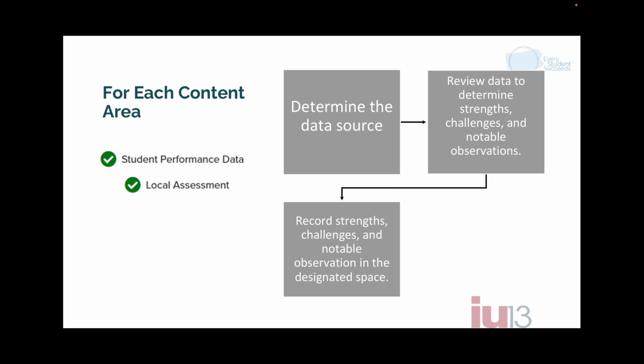When preparing for this data analysis, your team should first clarify the data sources that will be used for each content area. Then, review that data to analyze the strengths, challenges, and notable observations, such as increases or decreases from previous years. Then, record that information in the designated space in FRCPP.